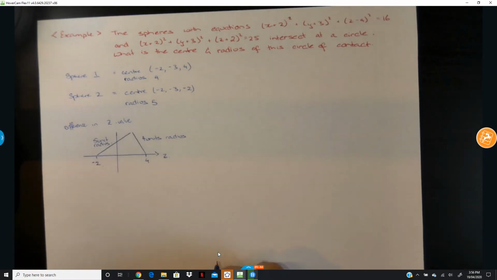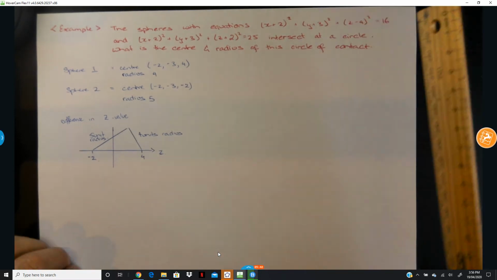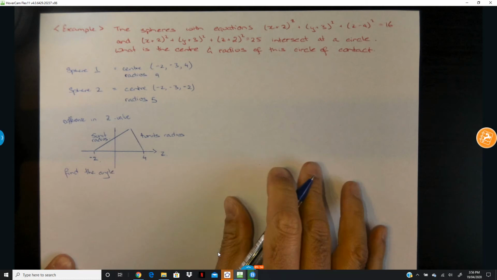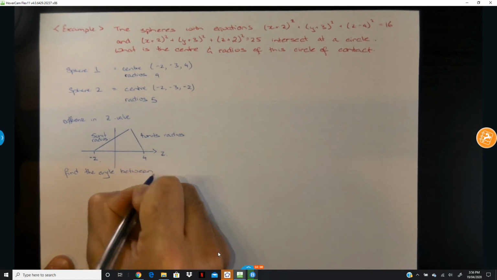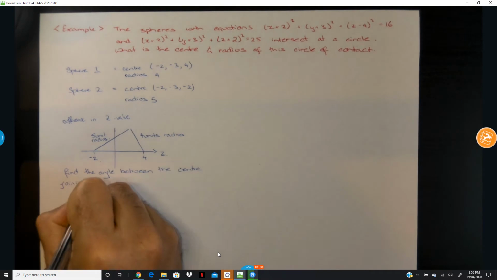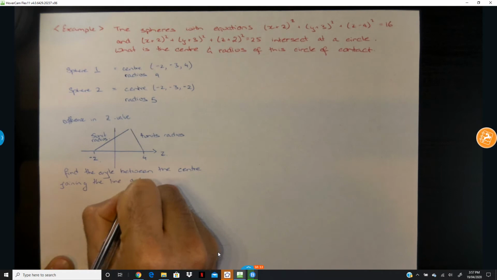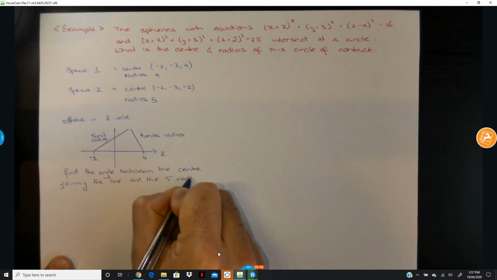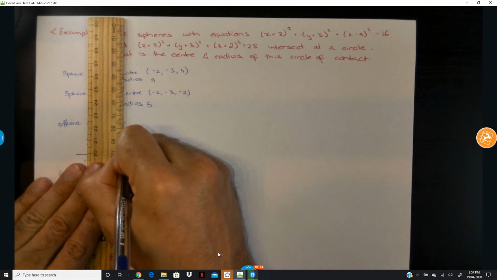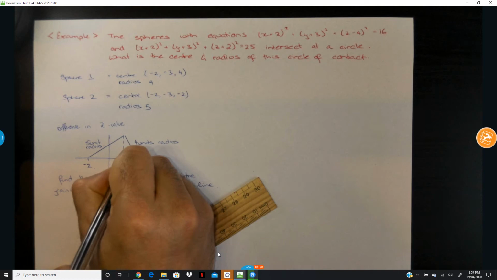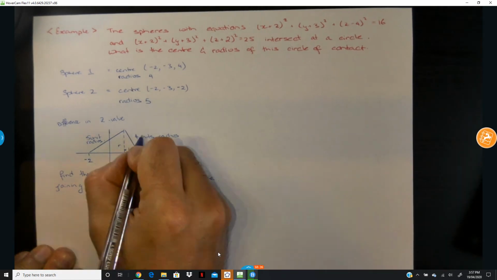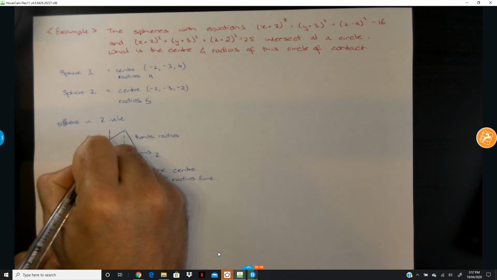So what I really want to do is actually find the angle between the center joining the line and the 5 radius line. So what I'm trying to find is this angle here.